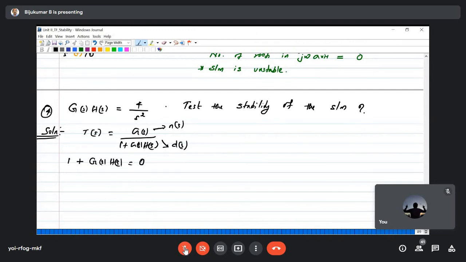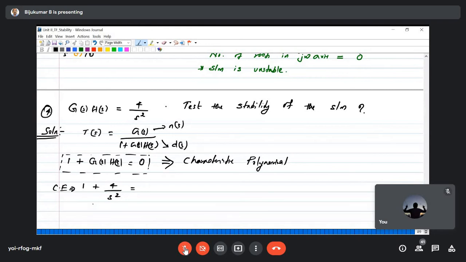This is the characteristic polynomial. This also you keep in mind. Don't make mistakes. So this is our characteristic equation. If the open loop transfer function is given, you have to find the characteristic equation using this relation. Sometimes it will be given like this also. So in this case, it becomes 1 plus 4 by s square. So this is our CE. So what is the characteristic equation?